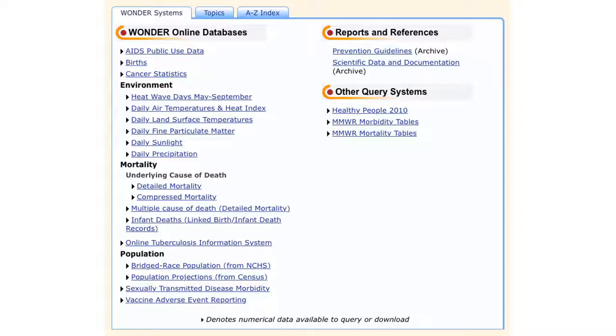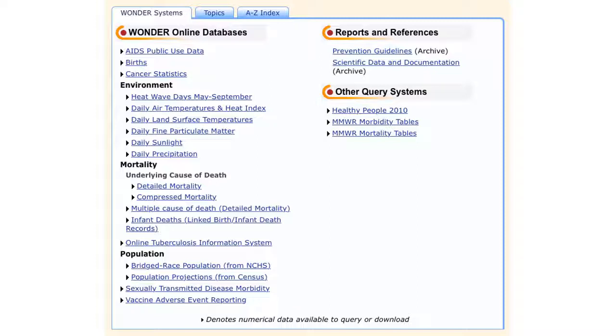There's a number of environmental databases, mortality databases, population-based databases, which includes sexually transmitted disease morbidity, vaccine events. Then there's some reports, which are prevention guidelines and other data and documentation files, and then some other query systems, such as Healthy People 2010, and some morbidity and mortality weekly report review, morbidity and mortality tables.